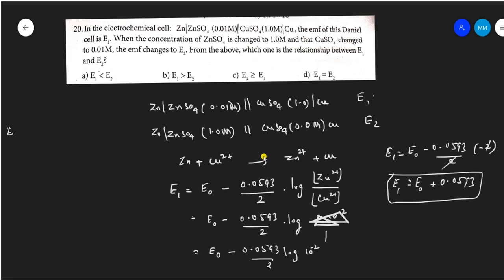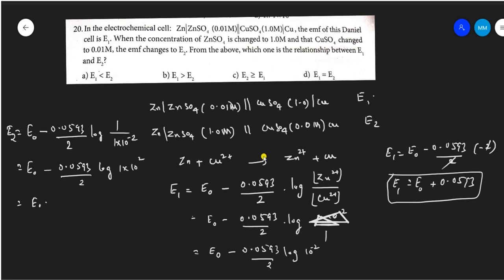Then you have to find the E2 value. E2 is equal to E0 minus 0.0593 by 2 for the same electrochemical cell. Now the zinc concentration is 1 and the copper concentration is 1 into 10 to the power minus 2. So this is equal to E0 minus 0.0593 by 2 into log 10 to the power of 2, which is E0 minus 0.0593 by 2 into log 2, so it will be plus 2.